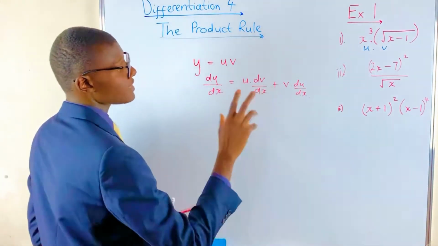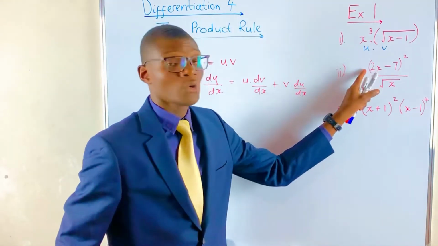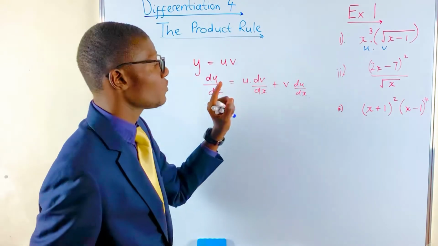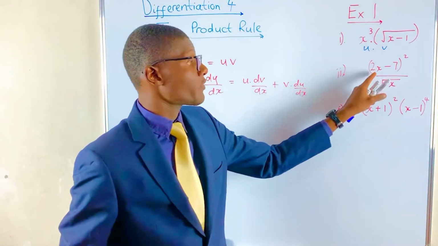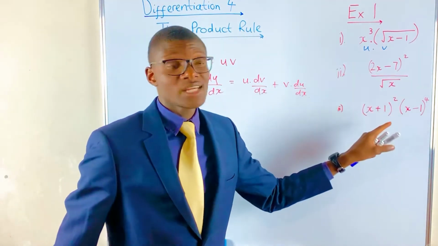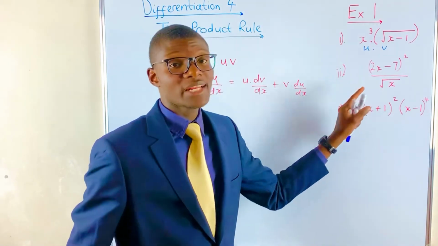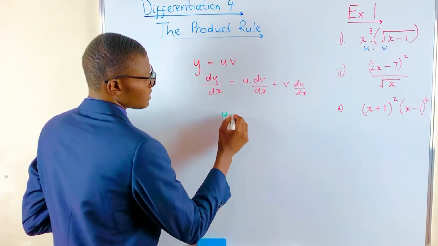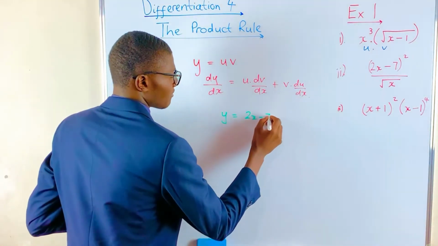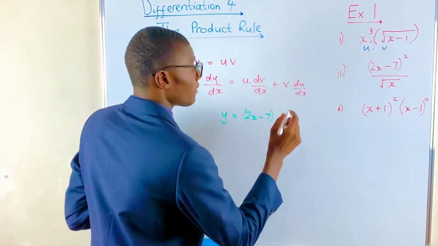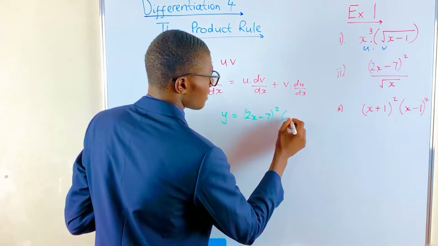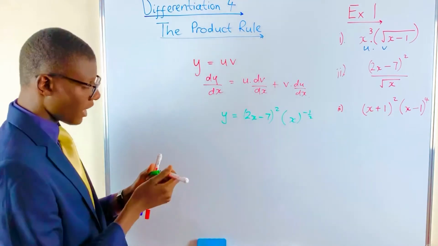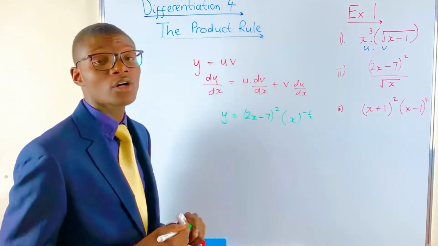Okay, so now for the second example, we want to apply the product rule, but we see it applies if we've got u times v. So now we've got a quotient, which means we have to take this denominator into the numerator. So we rewrite that as y is equal to (2x minus 7) squared times x to the power of minus half. Like that. And then now we can apply the product rule.